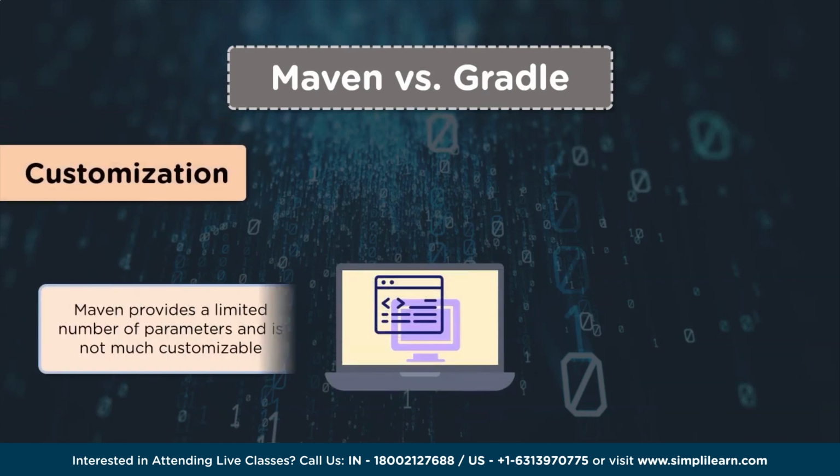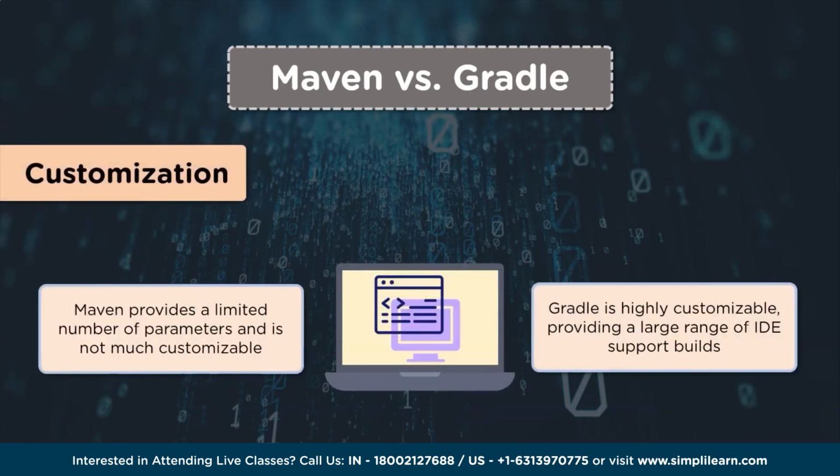Now, the next pointer in our list is customization. If we consider customization, then Maven provides a limited number of parameters and resources. It can serve a limited number of developers and is not much customizable. However, this also makes Maven easier to understand and configure. Whereas Gradle is a highly customizable tool and provides a large range of IDE support builds. Gradle can be used for native development with C or C++.